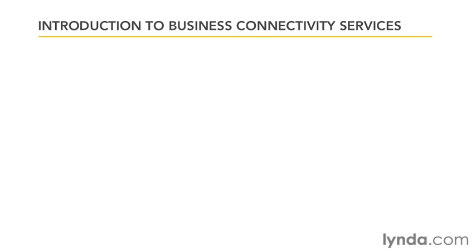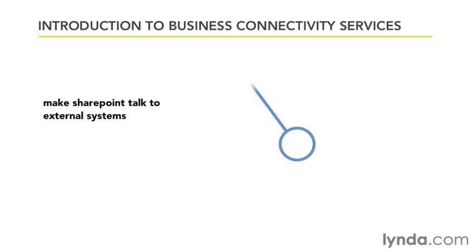Next up, I want to talk a bit about BCS, or Business Connectivity Services, in SharePoint 2010. So what is this? Well, the quick 6-word summary is it's something that can make SharePoint talk to external systems. Like what? Well, most commonly and easiest to understand, a separate database, but it could be a database, could be a web service, could be another application.